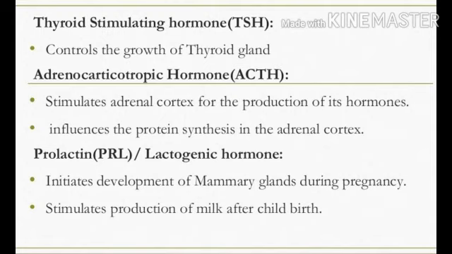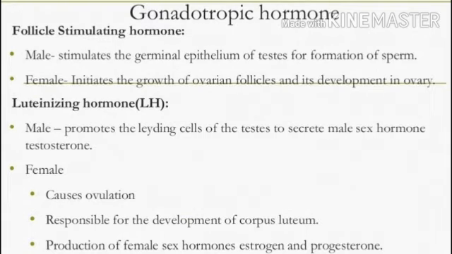Then the next one is the prolactin, that is PRL. It is also known as lactogenic hormone. Lact means milk. And this prolactin will initiate the development of mammary glands during pregnancy. So during the time of pregnancy, it will initiate the development of mammary glands, and after the childbirth, it stimulates the production of milk. So it stimulates the production of milk after childbirth. That is about the prolactin.